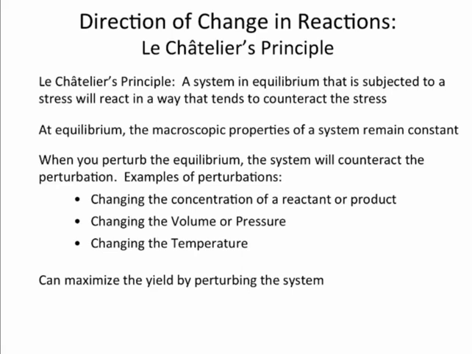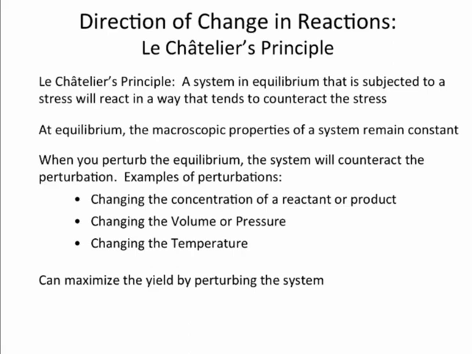You can change the concentration of a reactant or a product. You can change the volume or pressure of the gas that you're dealing with. You can change the temperature, things like that. These will all affect your equilibrium in some way, and it's really helpful to be able to figure out how that shifts your equilibrium position so that then you can know what happens to your system.